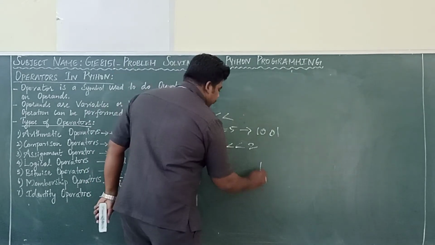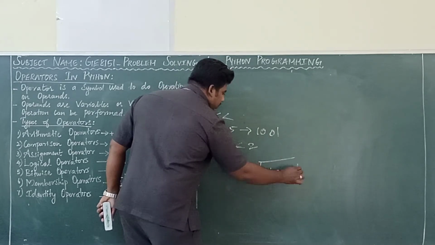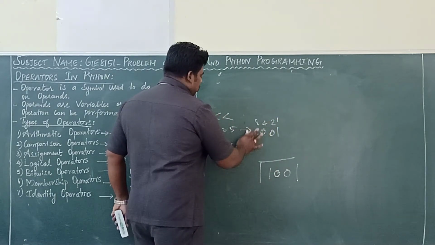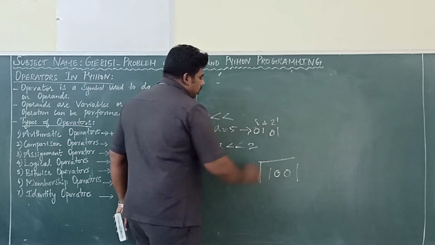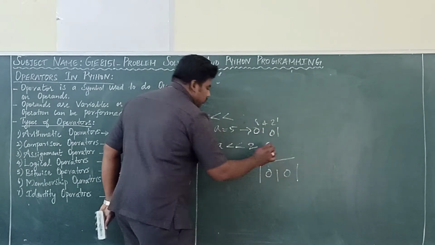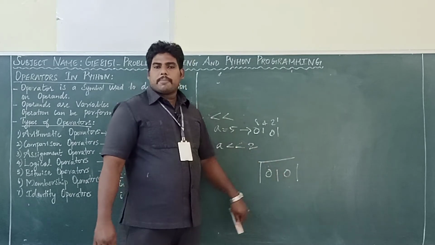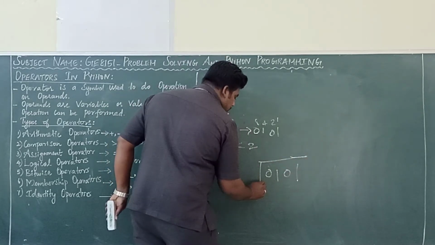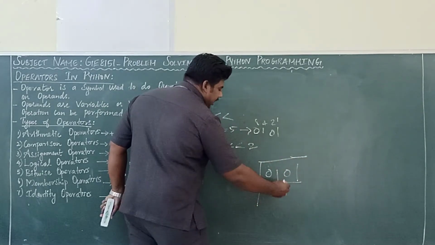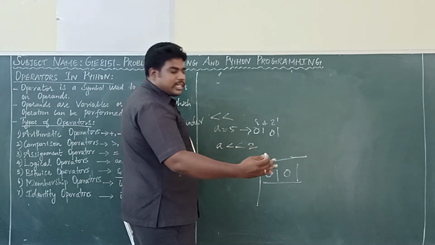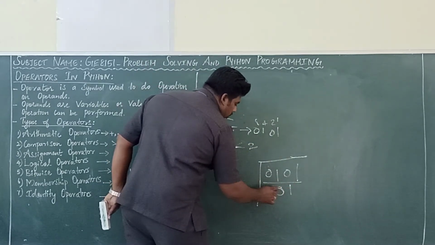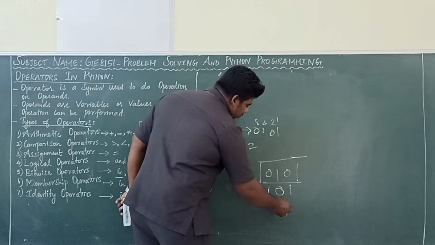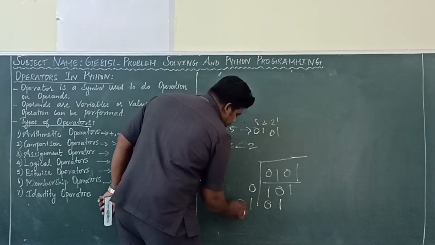So here put like this 1 1 1. 2, 4, 8. Sorry, it's wrong, right? 0 1 0 1. Okay. So this is the binary representation of 5. How many times do you want to shift? 2 times. The first time, I am shifting to the left side. 2 times I want to shift. First time I am going to shift. So 1 0 1 0. Again, the second time I am shifting, 1 0 1 0 0.